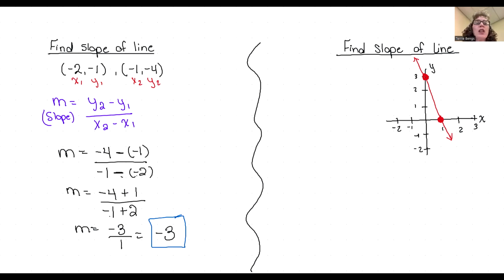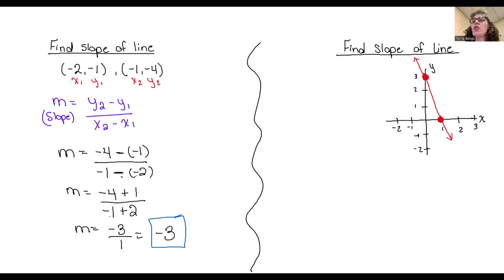All right, so let's look at another problem here. This time I have a line, and I'm supposed to find the slope of that line. We know that to be able to use our formula, we have to have 2 points. So let's write down what these 2 points are.